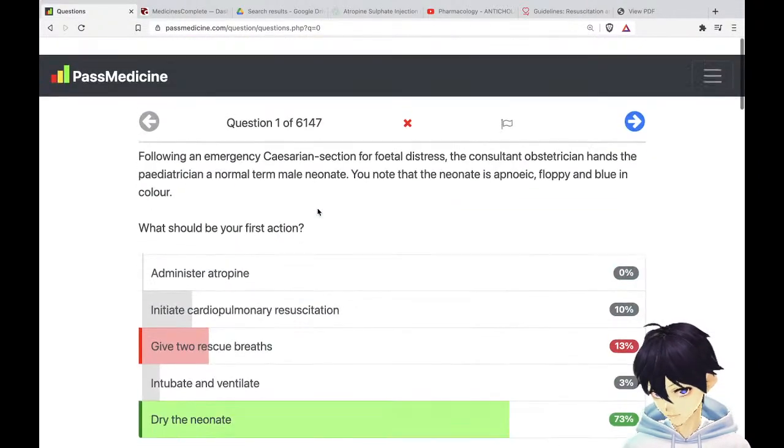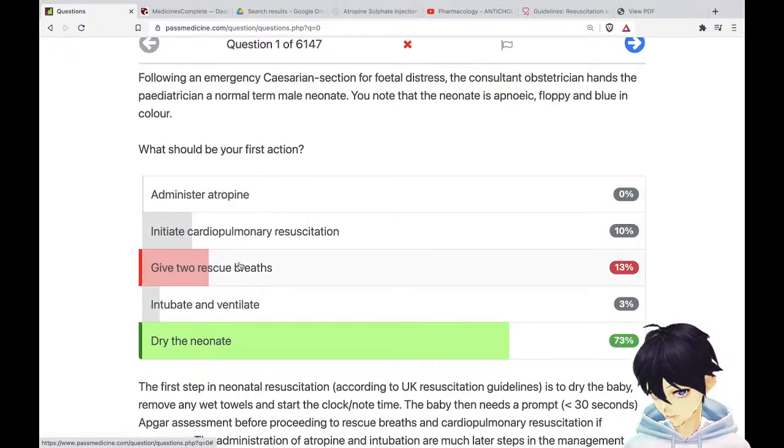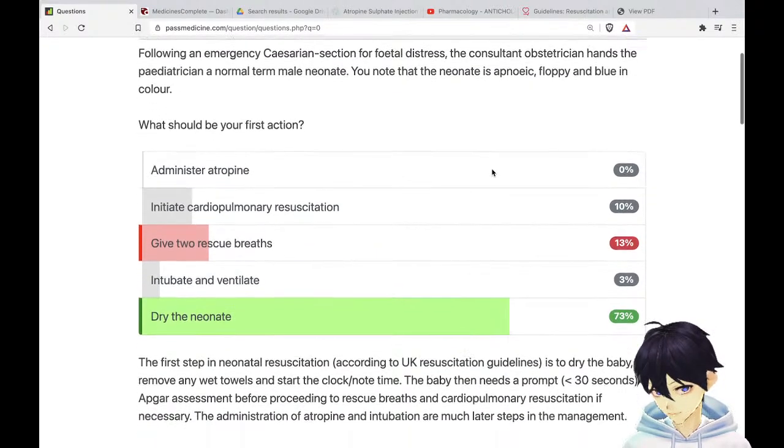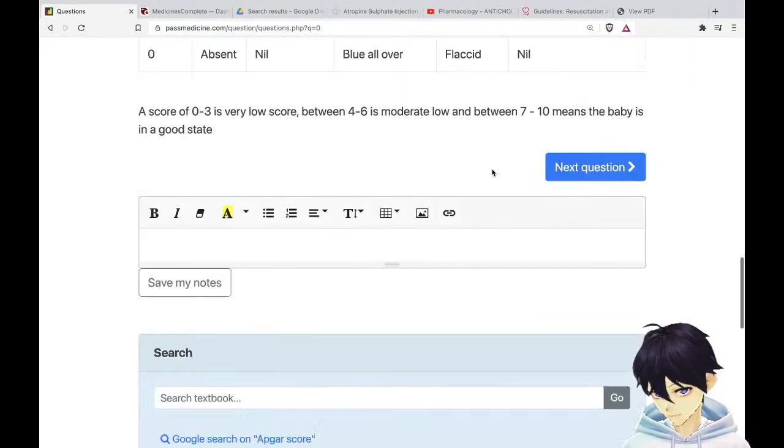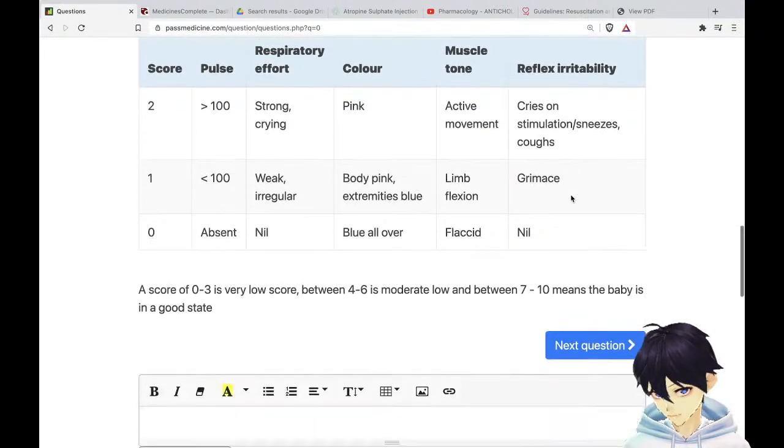Over here the choice was 2, right? Give 2 rescue breaths. Supposed to be 5. Okay. And here's how you give Apgar score.